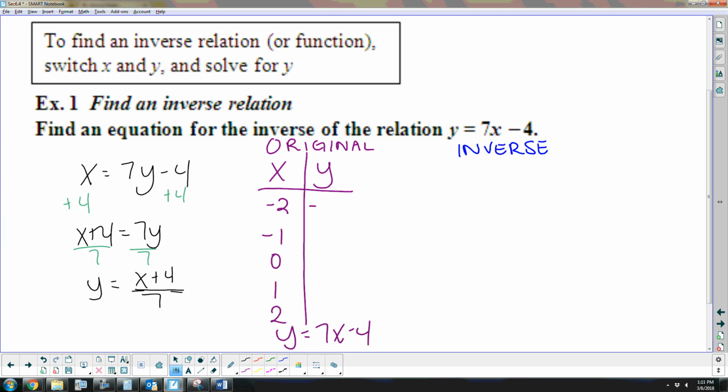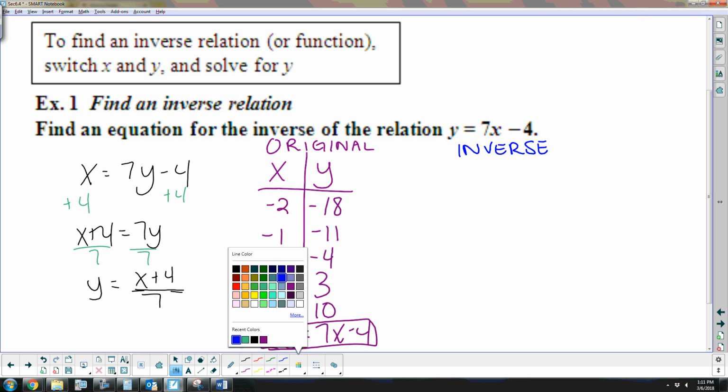When x is -2, y is -18. When x is -1, y is -11. When x is 0, y is -4. When x is 1, y is 3. And lastly, when x is 2, y is 10. Using this relation, 7x minus 4. Now in the inverse relation, what we're doing is we're switching the x and the y values.